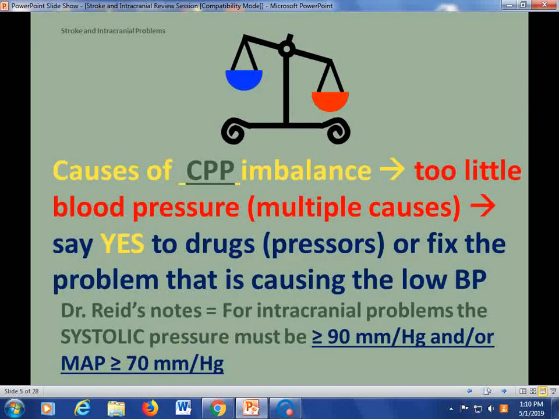So let's look at this. If the CPP is less than 70, less than the required amount, what are the causes? Well, we already know that the two ingredients of a CPP are blood pressure and ICP.